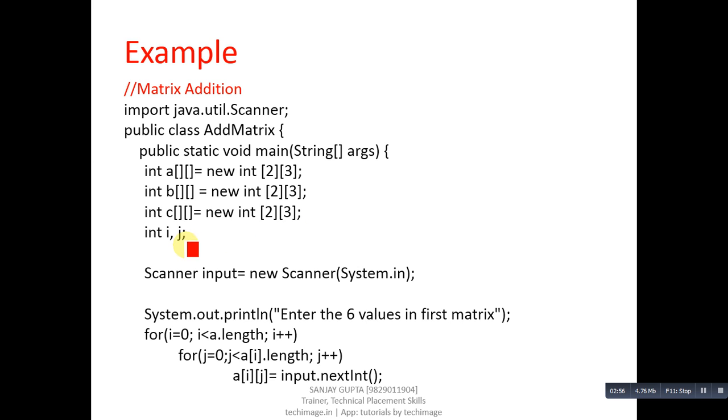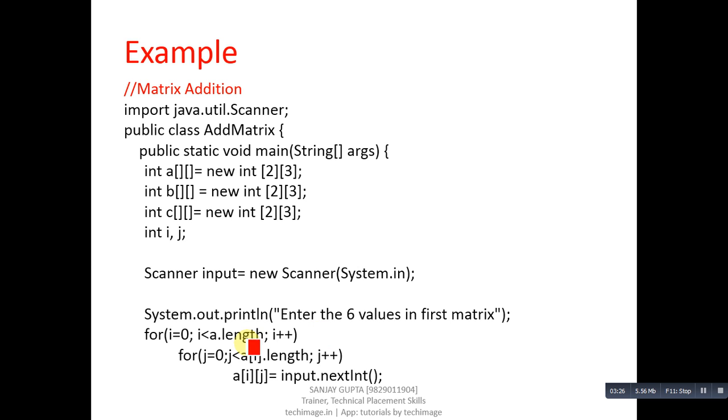Then i and j are the for loop counters. Then a Scanner object input is created. With the help of new Scanner, I have allocated memory to this new object. Scanner is a predefined class. This System.in is mentioning that we can read values from the console. Then System.out.println will print to enter the 6 values in the first matrix, because we have 2 rows and in each row we have 3 elements, so a total of 6 values.